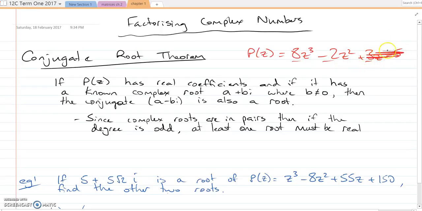Like you could have a 3iz. That one, no. This theorem won't work for that.